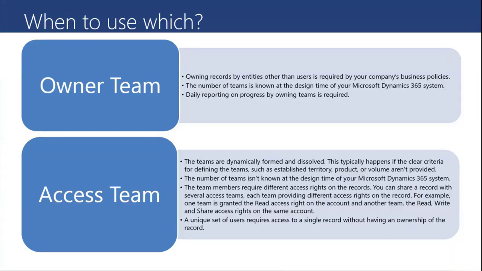do an owner team. An access team is something that is created by the CDS system at runtime for each record. So each record would have its own access team, and then you could add members for that record. So the scope of an access team is limited to a record. The scope of an owner team could be scoped to the whole entity. So those are some additional differences to keep in mind.